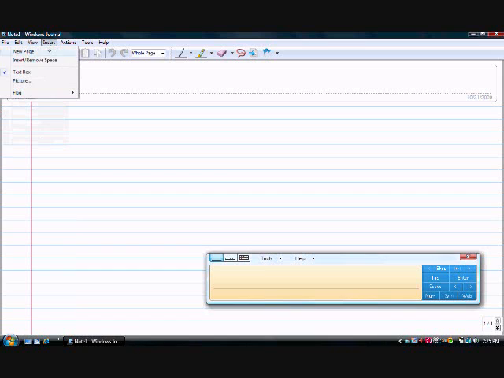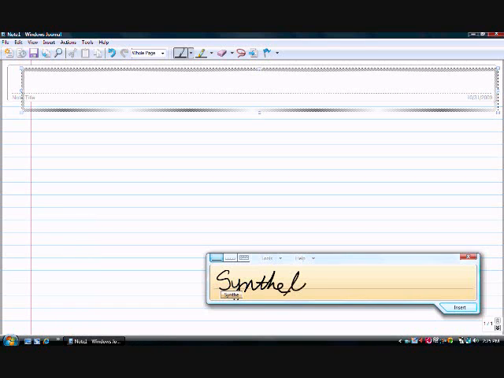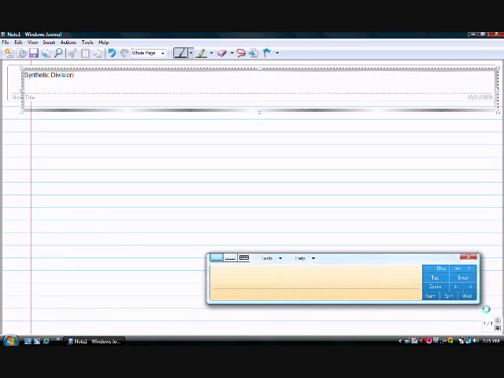So let me see. Text box. Here we go. Synthetic division. How do you spell that? S-Y-N-T-H-E-T-I-C D-I-V-I-S-I-O-N. Synthetic division. Insert. Okay, that's not very big, but anyway, you can read that from where you are.